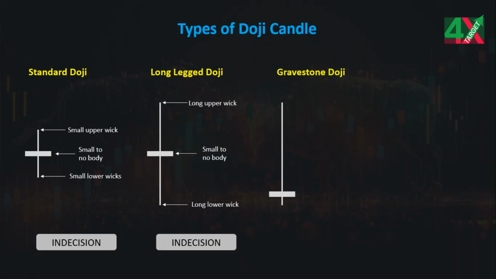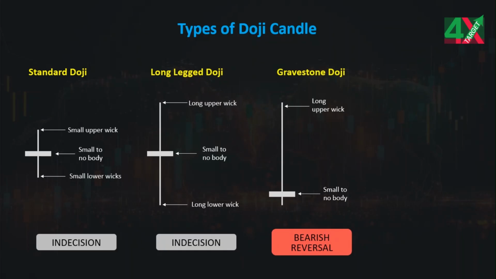Next, we have the gravestone doji. It forms when the open and close are located near the bottom of the candle, with a long upper wick. This structure indicates that buyers pushed the price significantly higher during the session, but sellers eventually overpowered them, driving the price back down by the close. When this pattern appears at a resistance zone or after an uptrend, it often suggests a potential bearish reversal, especially when followed by a strong bearish candle.